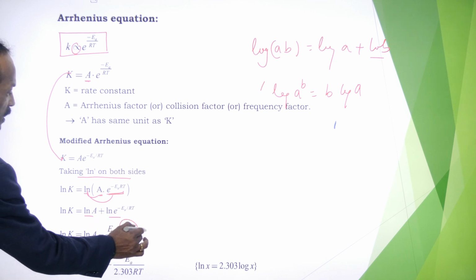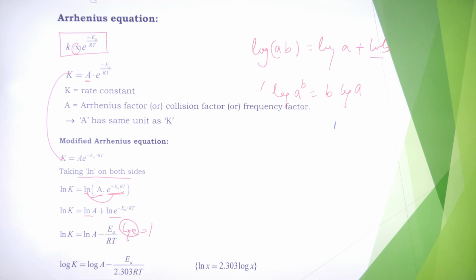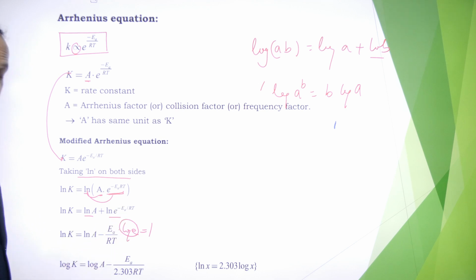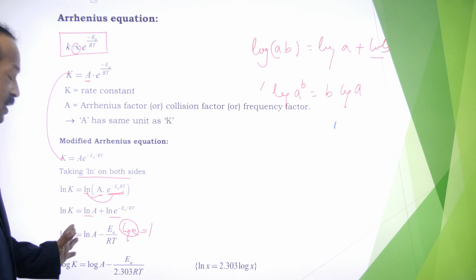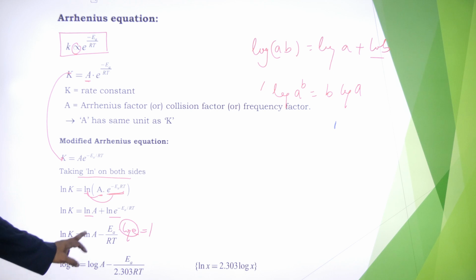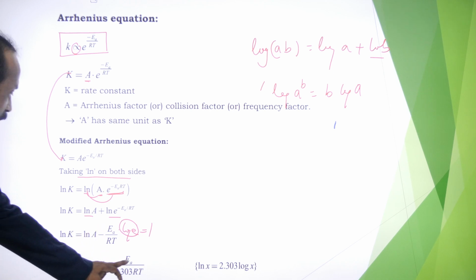But log e we take as 1. So 1 into something is something. So we can write ln K is equal to ln A minus this total becomes Ea by RT. Right? Now these natural logs we are converting into the normal logs. So then it becomes what? Log K is equal to log A minus Ea by RT.